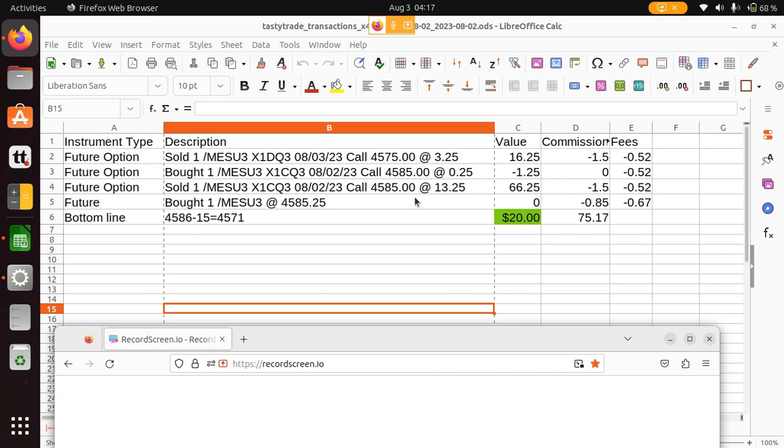Imagine that. So, I bought the call back later in the day and then sold the 45.75 call. It's going to expire today. So the bottom line, I'm into it for 45.71.